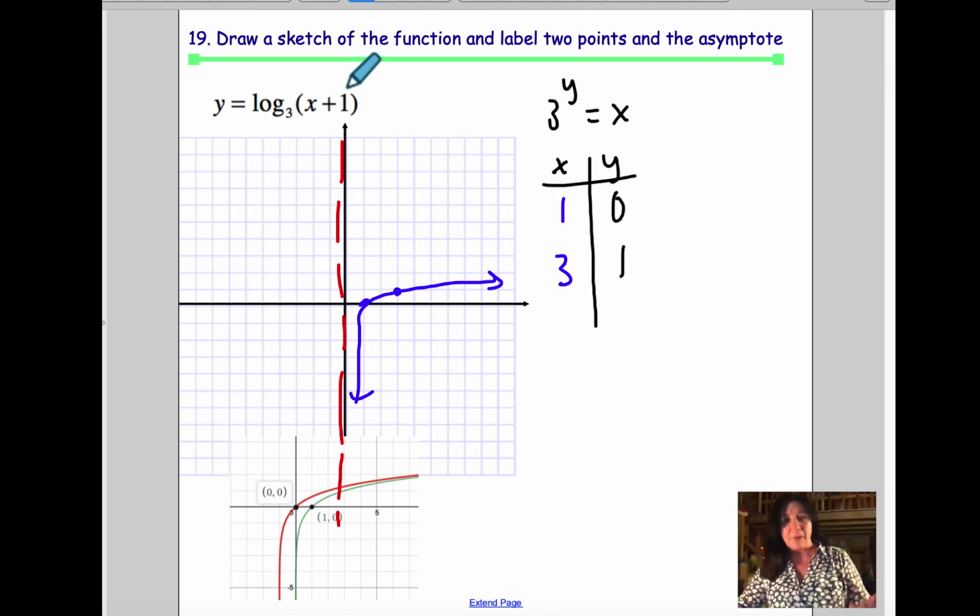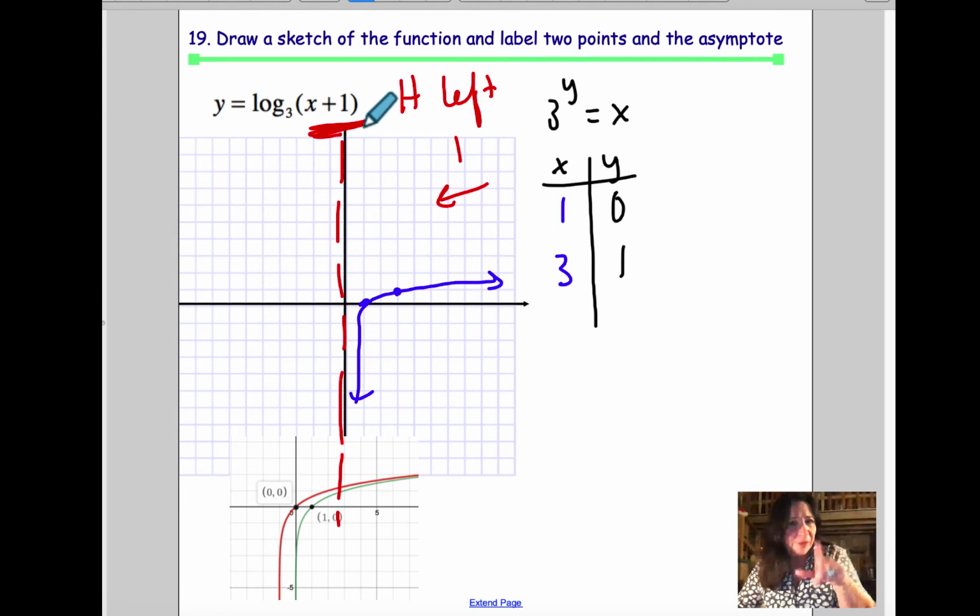we don't have any of that, but we do have a horizontal shift, which means we're going to do a horizontal shift left 1, meaning that way. It's always the opposite, +1, right? So I'm going to go that way 1. So now my graph, move your asymptote, goes with you, right? Move it.